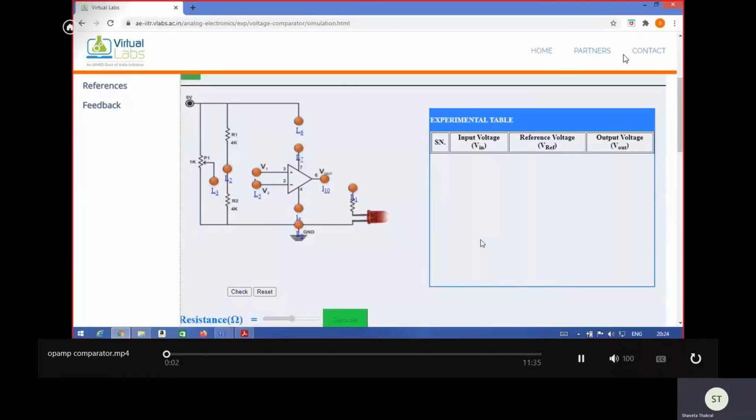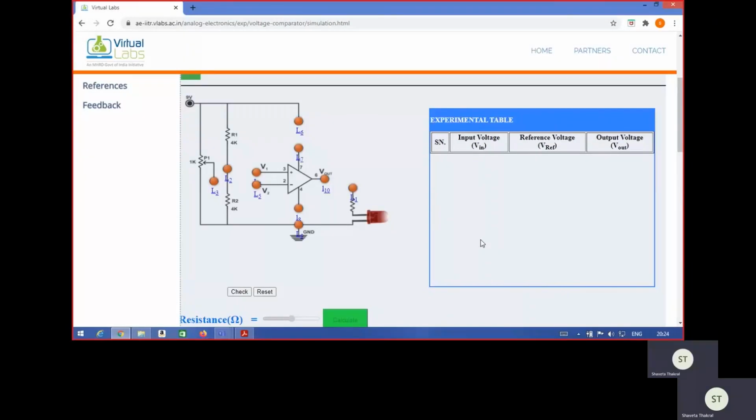In this experiment, we have to analyze the circuit of a comparator and verify its functionality. This is the circuit diagram of the comparator, and this is basically an inverting comparator. In the comparator, we need to apply 2 voltages. One voltage is considered to be the reference voltage, and the other voltage will be the input voltage that we are going to compare with the reference voltage.